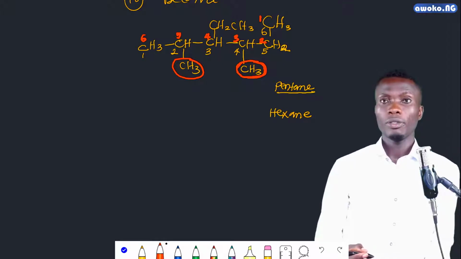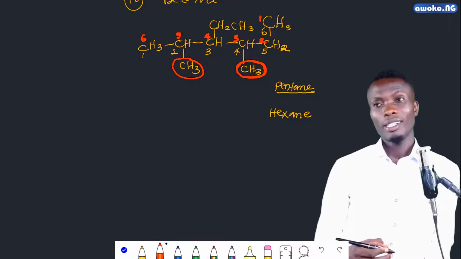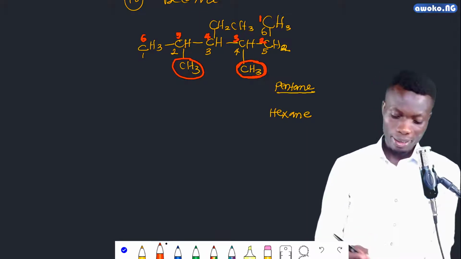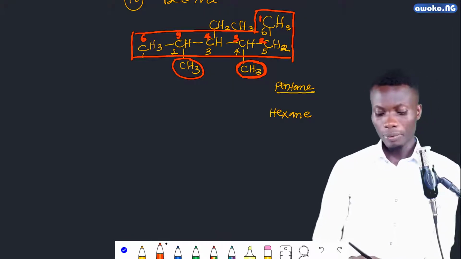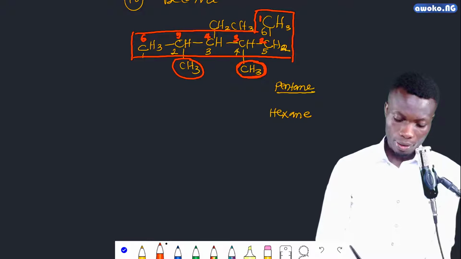And so this further tells us that this compound is supposed to be counted from the left. So you can see we have a parent chain, this is our parent chain, and then we have basically 3 branches.